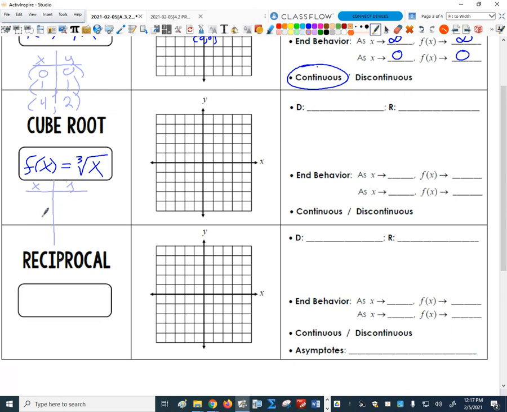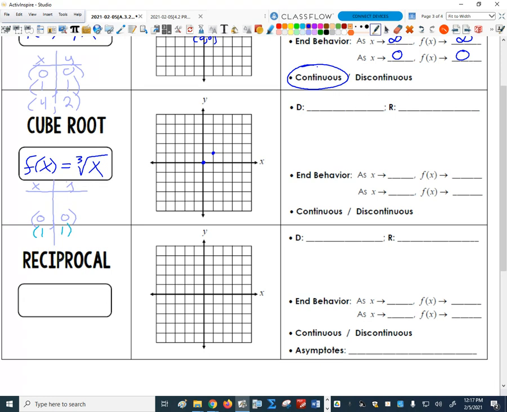But let's put in the value. If I put in 0, the cube root of 0 is just 0, right? So we've got a point here at 0, 0. What if I pick a 1? Well, the cube root of 1 is just 1 because 1 cubed is 1. So it goes through the point 1, 1.